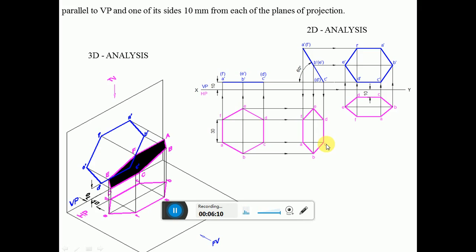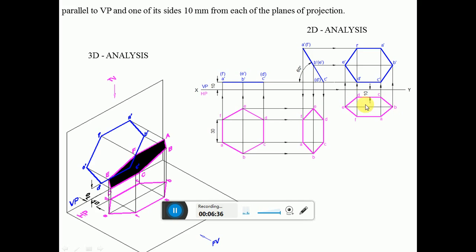Then through D and C you draw vertical projectors. Then measure the length from C to A which is equal to D to F. Then from C you cut it and similarly from D also you cut it to get the point AF. Then measure the length from C to this point. From C you mark that point. Obviously from D also the same distance. So from D you mark this.